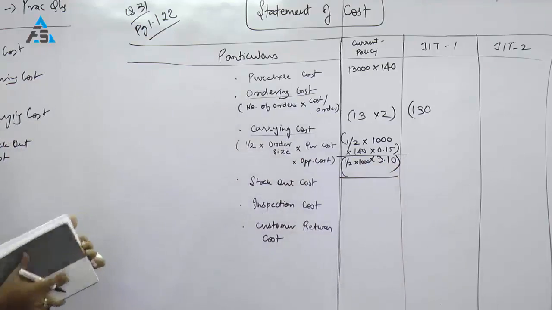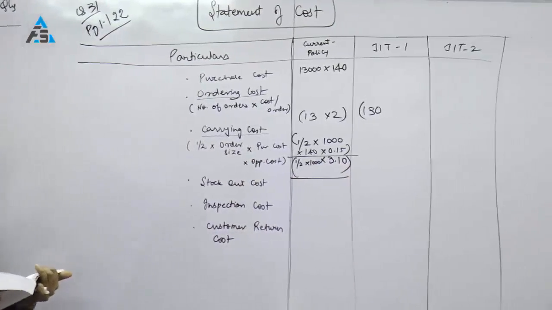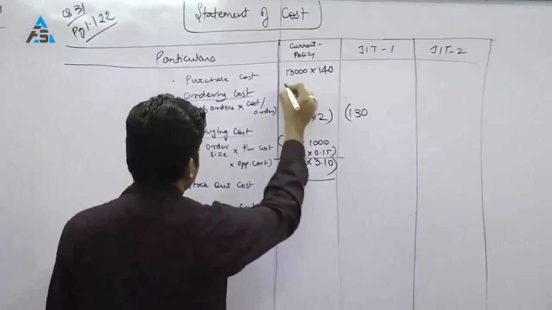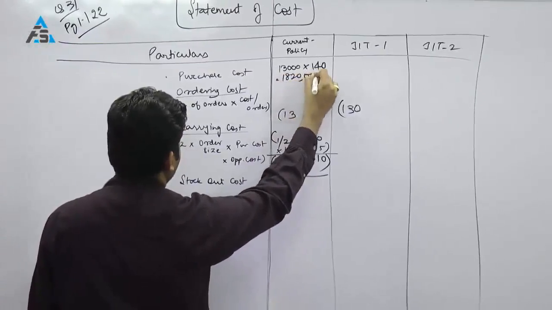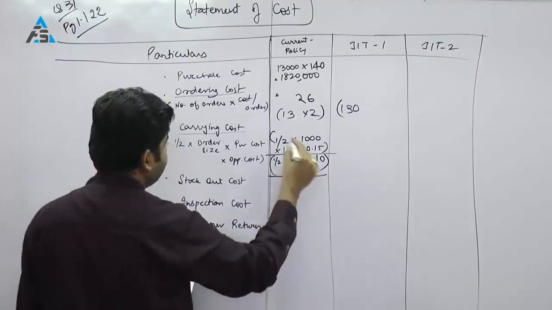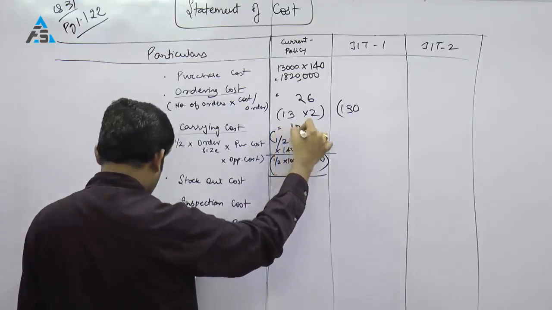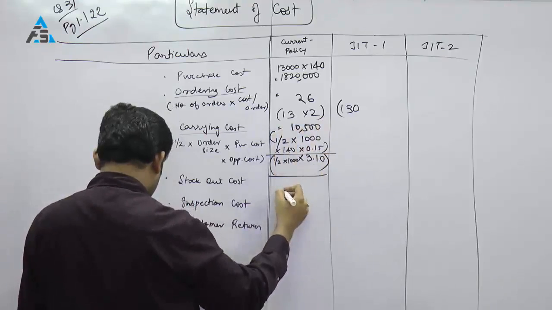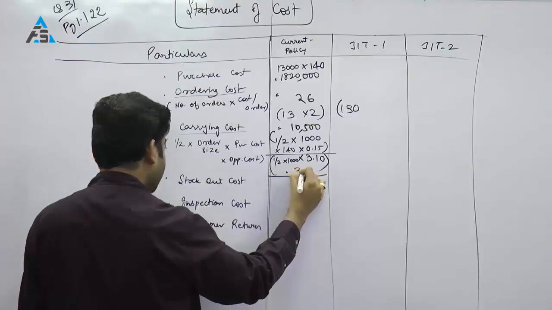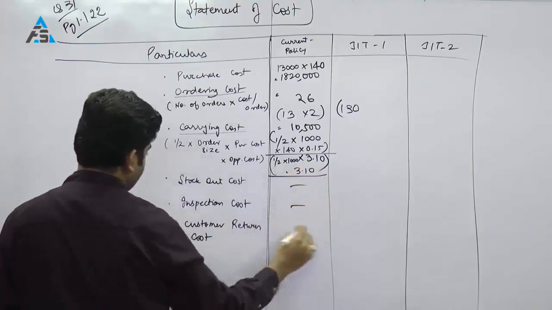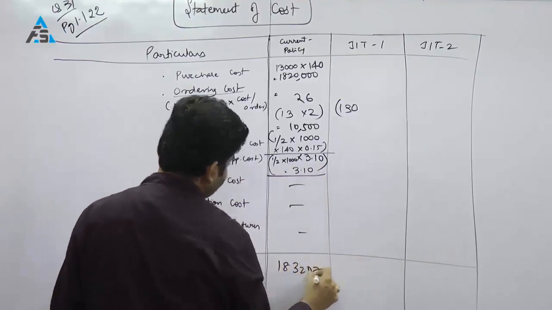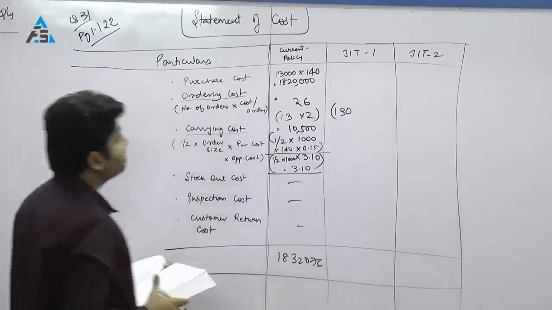Correct? Alright, then I don't think there is any stock out as such. So here 13,000 into 140, 18,20,000. So 18,20,000 is my purchase cost. 13 into 2, 26. Half into 1000 into 140 into 0.15 is 10,500. Carrying cost is half into 1000 into 3.1 equal to 3.10. There is no inspection, no stock out, no customer return. And if you total it up, then 1832076 is the total cost that we are incurring in the first system.